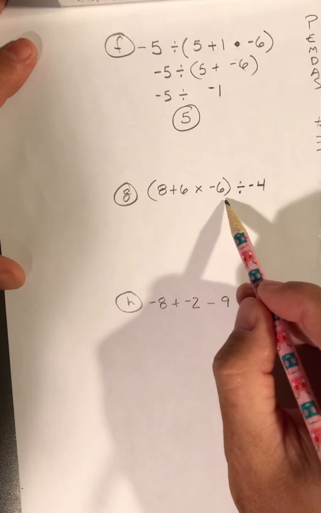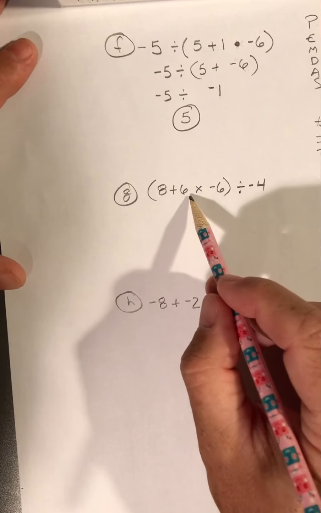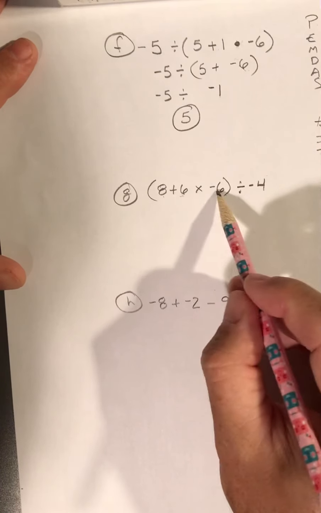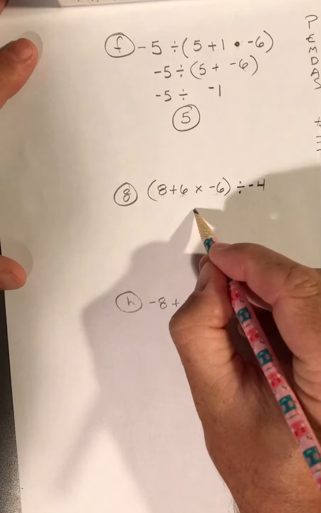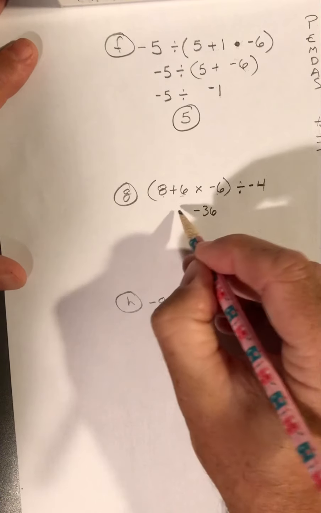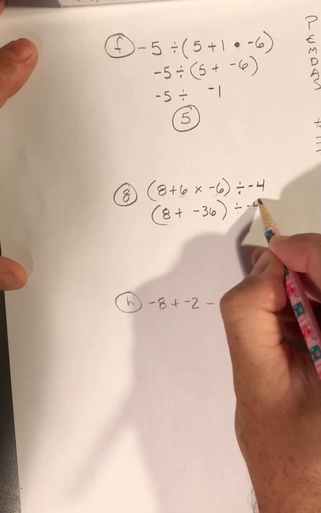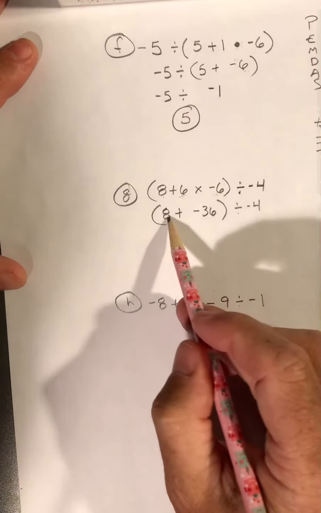Inside the parentheses first. Okay, and I have to multiply before I add. So I'm going to multiply here. 6 times negative 6, positive times a negative is a negative. Bring everything else down. All right, I'm adding a positive and negative.